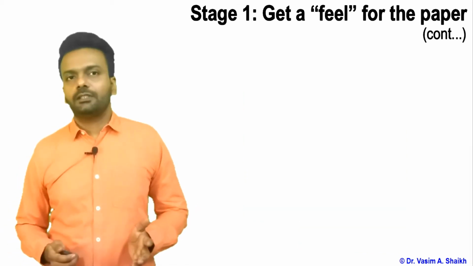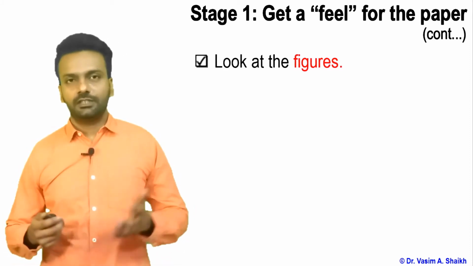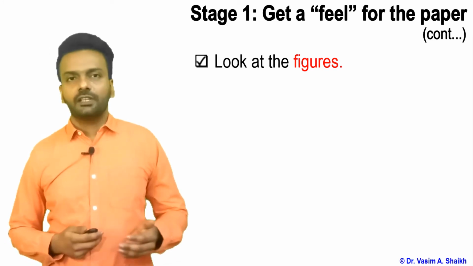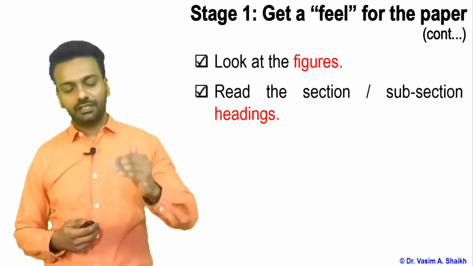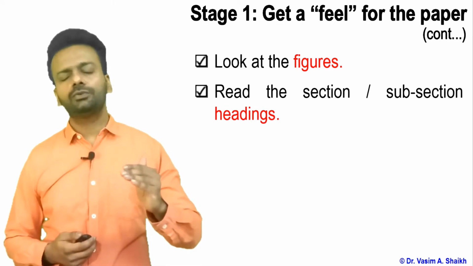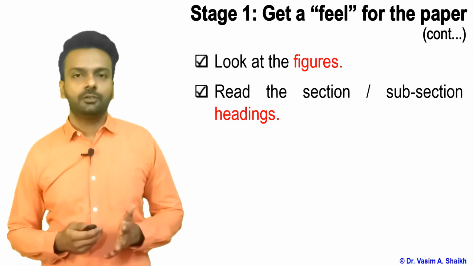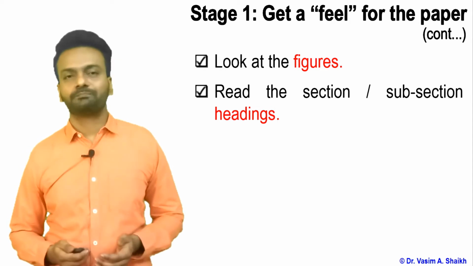Then look at the figures. Just have a feel of the figures, what the figures are trying to tell. Then read the sections, the subheadings and headings. There are always some sections, some headings and subheadings. You can go through these headings and you'll come to know basically what type of paper it is, whether you can go through it or you can just skip this paper.